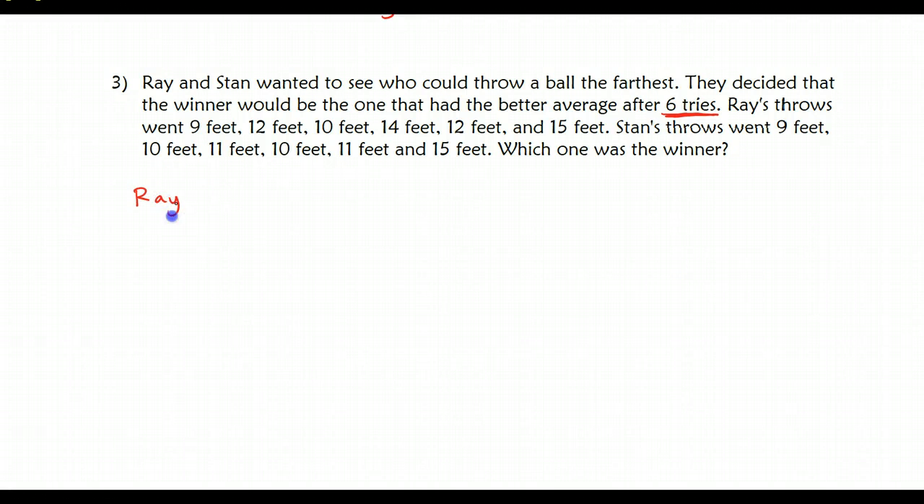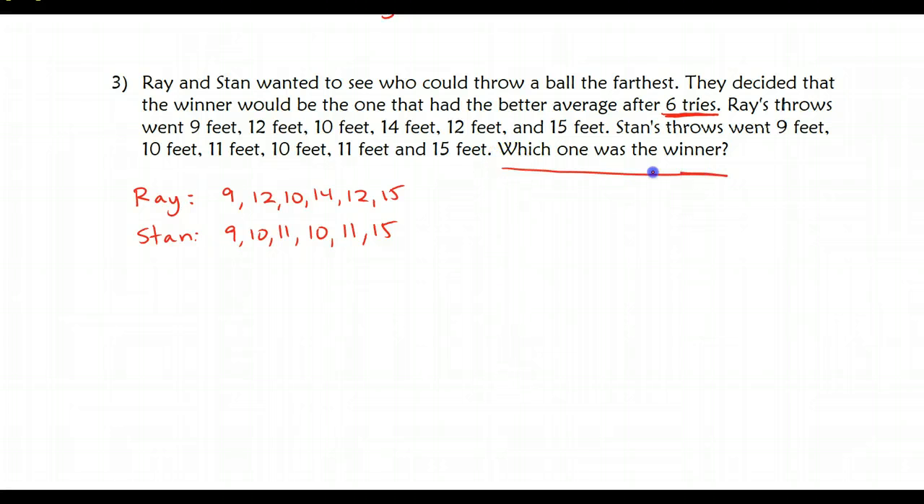So Ray had 6 tries. The first one was 9, then 12, then 10, then 14, 12, and 15. Then it says Stan threw 9 feet, 10, 11, 10, 11, and then finally 15. The next question says, who was the winner? So what we're going to have to do is figure out the average for Ray first, and then the average for Stan, and then compare which one had the largest distance.